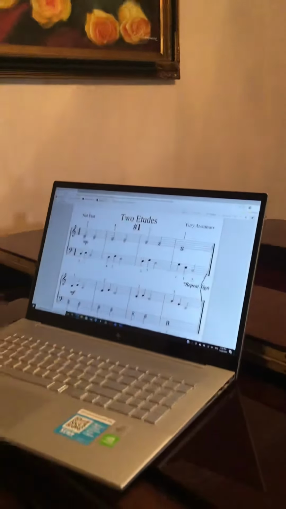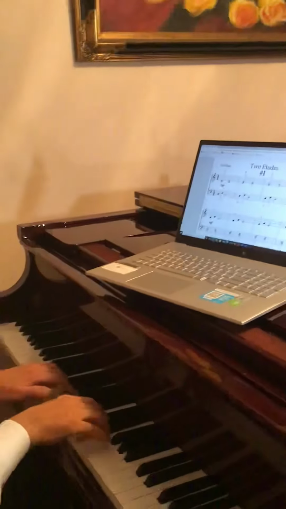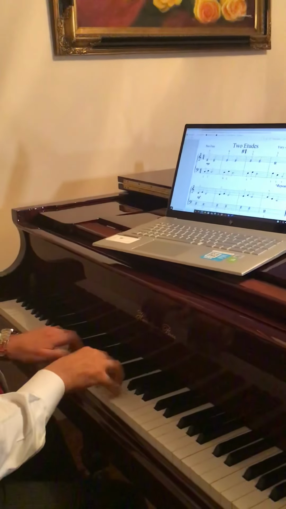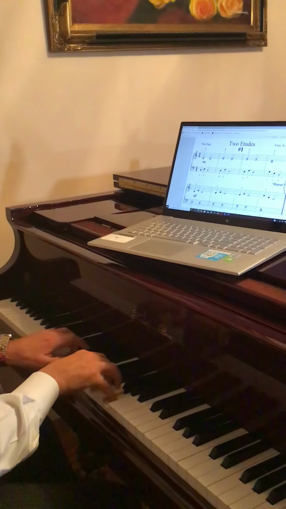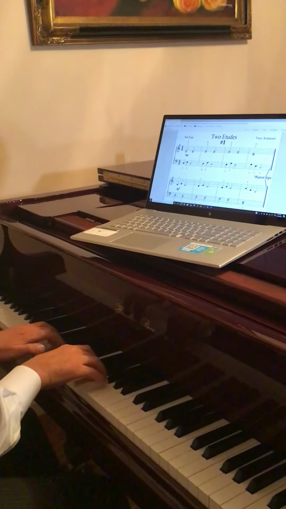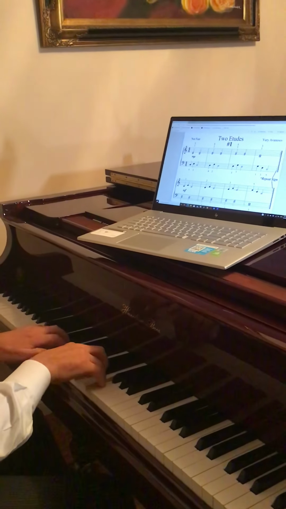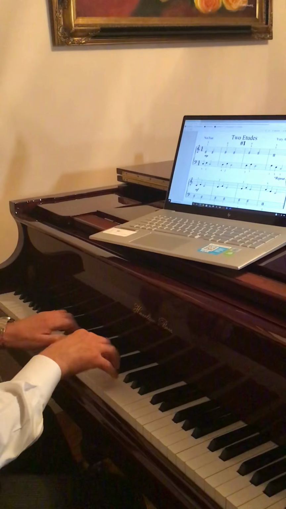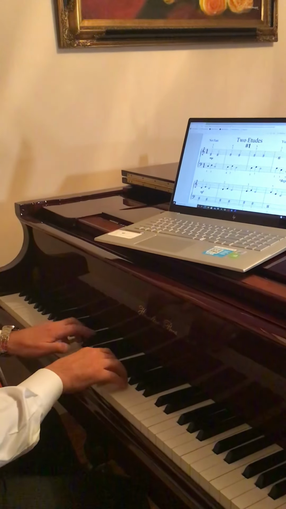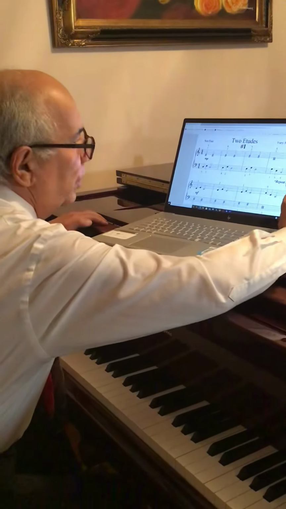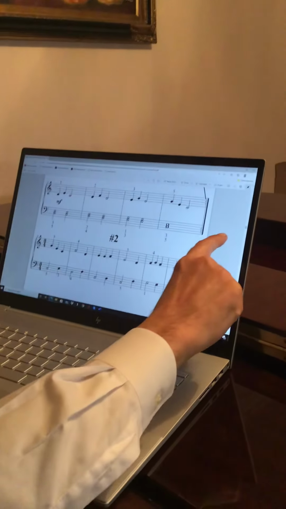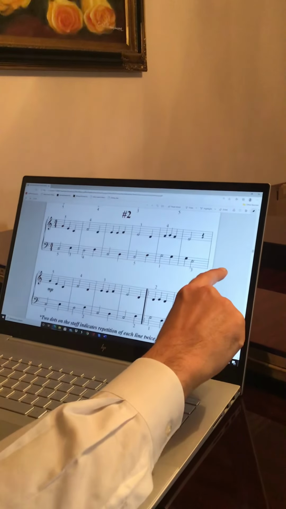Now I'm going to play it. Second time without stopping. Repeat sign. That's it, and you have to use the same thing, the same way, where we have the repeat sign.